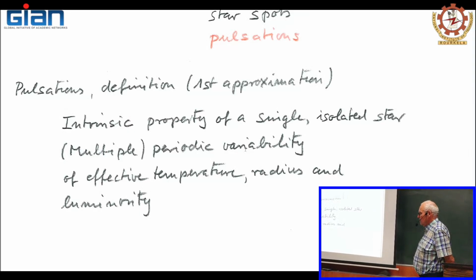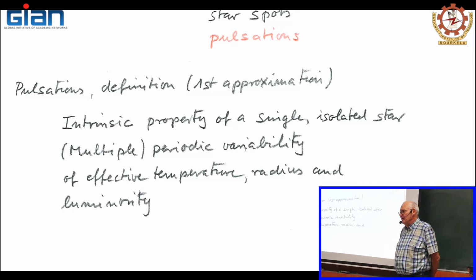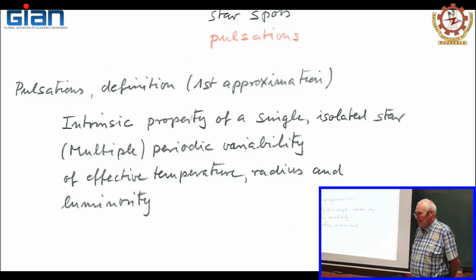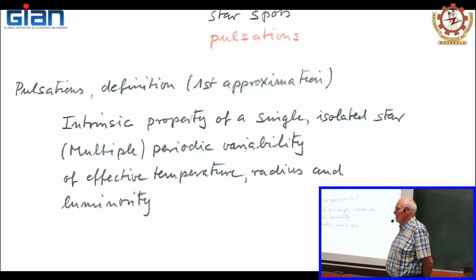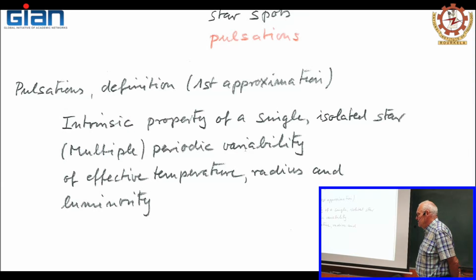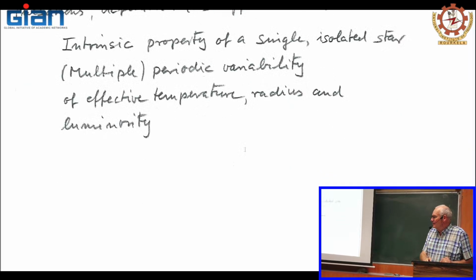single star. This variability may manifest itself either in a single period variability, or it might become a multiple periodic variability. Even a chaotic variability can be addressed as a pulsation of an isolated star. This variability may affect the effective temperature, and may affect the radius and the luminosity of the star.